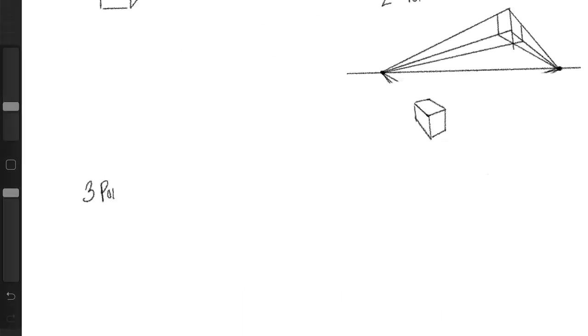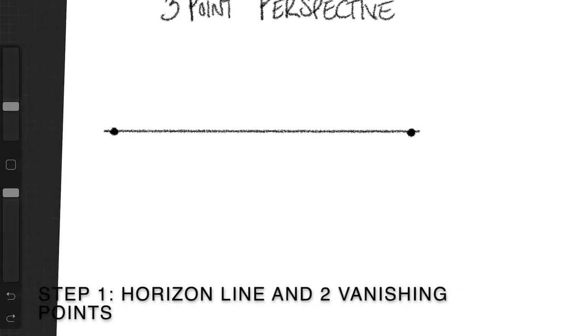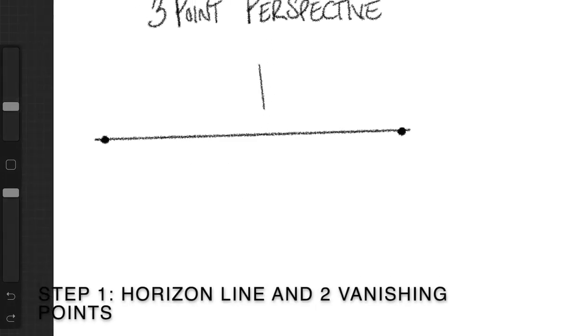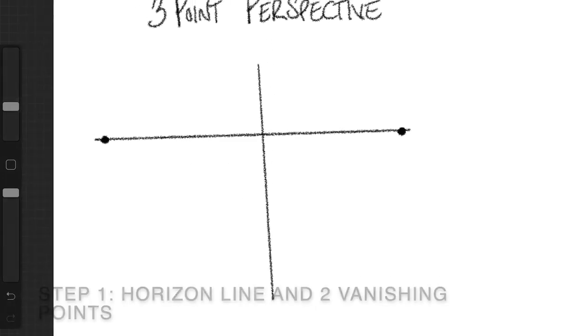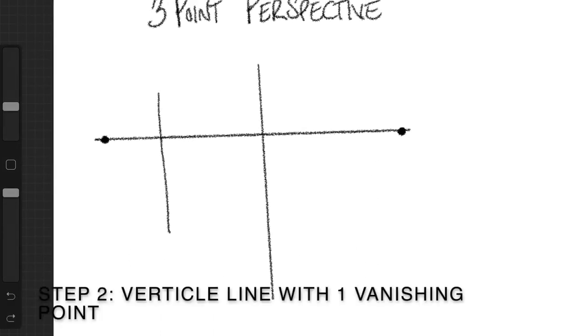Okay, so up next we're going to be looking at how to draw a 3-point perspective. And this one can look a little bit more complicated, but once you've done 2-point perspective, it's really just one extra step. So we're going to start with our horizon line with 2 points on it, but we also need a vertical line for a 3-point perspective, and that can be anywhere along the horizon line.